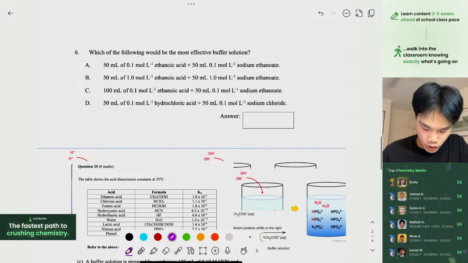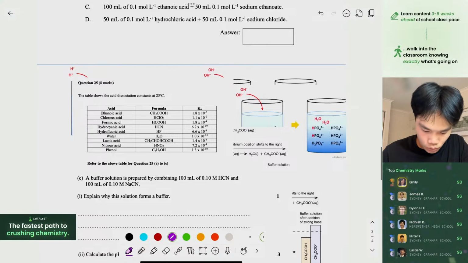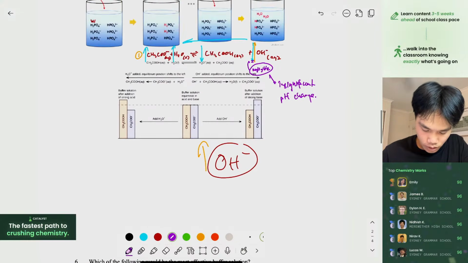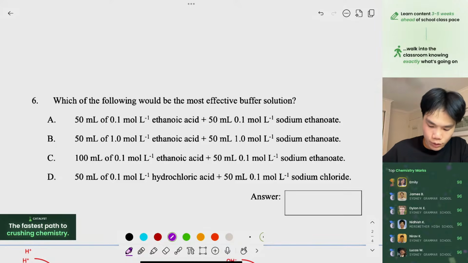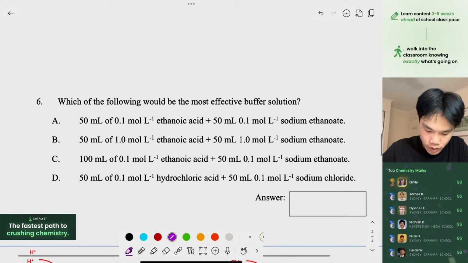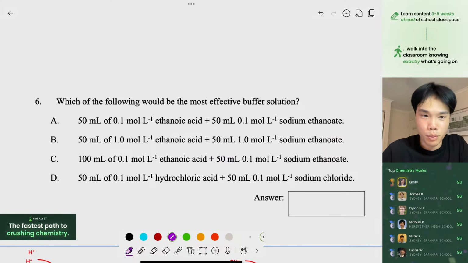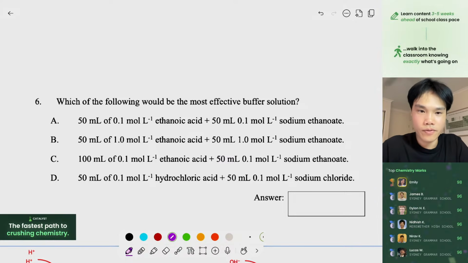So let's have a look at some questions in order to apply what we've said. Have a go at this one here. A, B, C, or D. Which of the following will be the most effective buffer solution? A, B, C, or D? What do we think? Type in chat. And if you're extra good, justify why. A, B, C, or D. Which of the following is the most effective buffer solution?